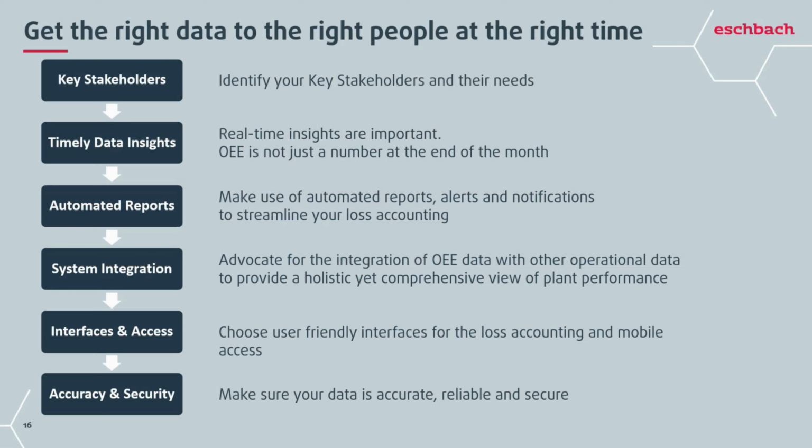Make use of automation, automated reports, alerts, and notification to streamline your loss accounting. Not everything has to be done manually by your operators. You can make their life easier as well, so that they don't feel OEE or loss accounting is this burden that they now have to do for management. And when we talk about automation, we also have to talk about integration. Make sure that your OEE data is integrated with other parts, with operational data, for example, to get a holistic but still comprehensive view of your plant process.